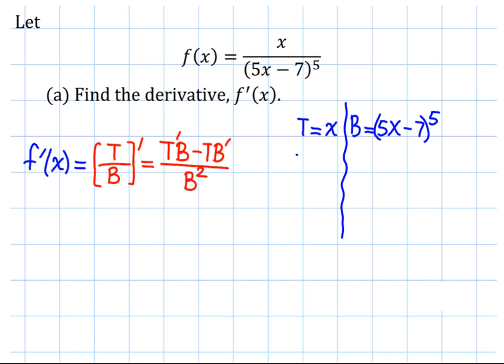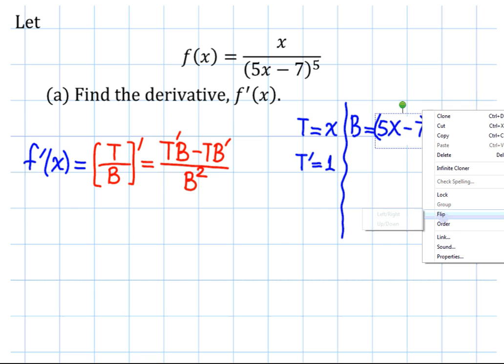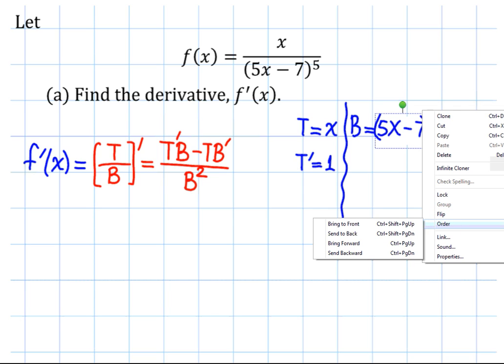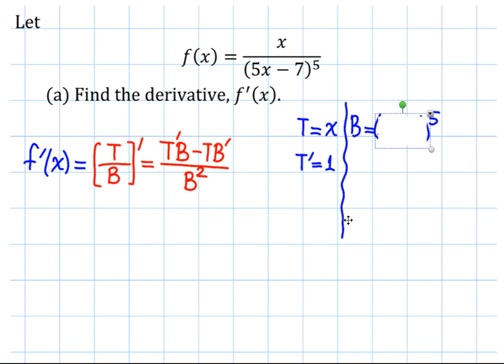So the derivative of the top, the derivative of x, is 1. Now we take the derivative of 5x minus 7 to the fifth power. We have to use the chain rule for this function. To use the chain rule, we ignore what is inside the parentheses. Something to the fifth power, so we have 5 parentheses to the fourth power.